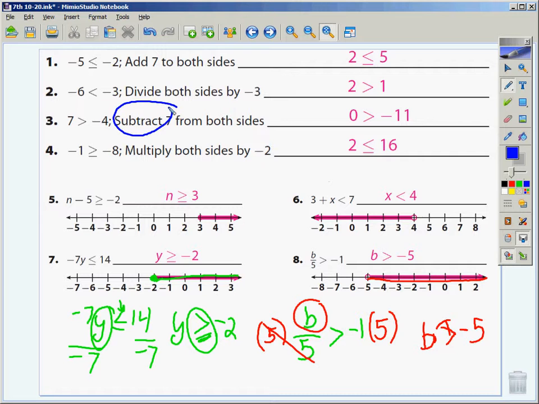If I'm subtracting 7 from both sides, 7 take away 7 is 0. Negative 4 and negative 7 both have the same signs. I keep their sign and I add the two numbers together. 4 plus 7 is 11. I keep their sign, which was negative. It's a negative 11. I do not have to change the inequality symbol, because I didn't multiply or divide by a negative number.